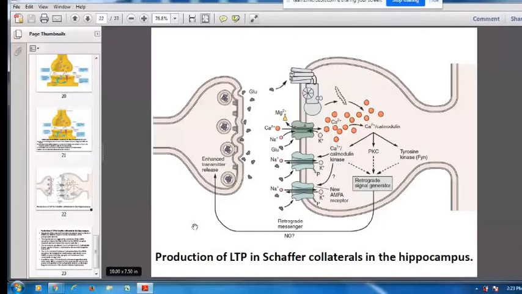So if in the exam you get a question on synaptic plasticity, my humble request is, please do not forget this diagram. If you find this complicated, you can draw this one.